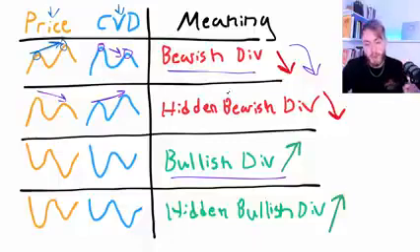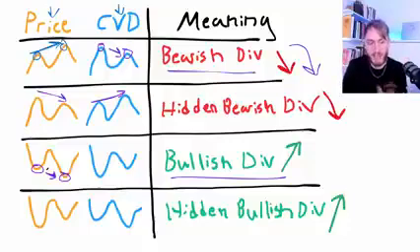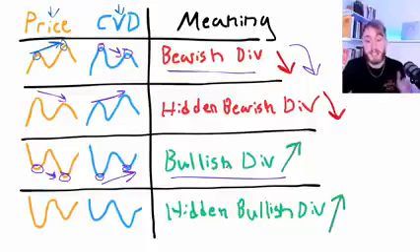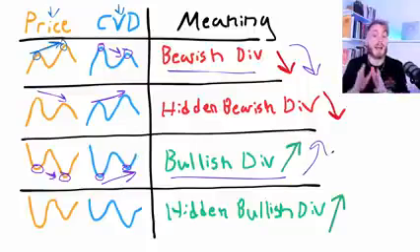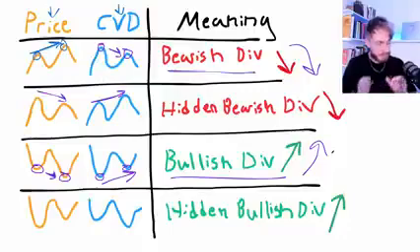But now, the normal bullish divergence is when the price prints lower lows. So you can see one low and then a lower low, while the indicator prints higher lows, one low and then a higher low. So lower lows on the price, higher lows on the CVD. That is a bullish divergence indicating a reversal to the upside.